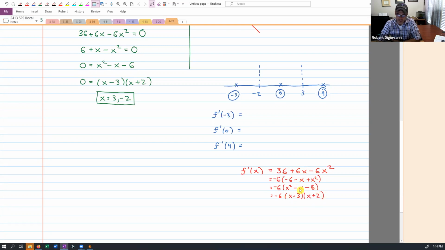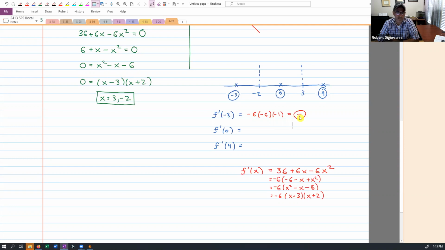You don't have to do this step. You could just plug negative 3 into this, plug 0 into this, plug 4 into this, and see what you get. So if I plug in negative 3, let's see what would happen. I would have a negative 6, then negative 3 minus 3 is negative 6 again, and then negative 3 plus 2 would give me negative 1. What's most important to me here is that this is a negative number. I don't care what the number is. Three negatives multiplied together give me negative.